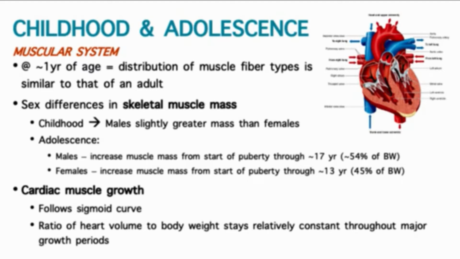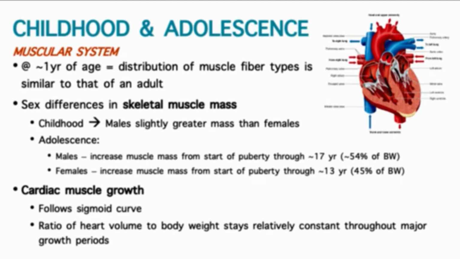Okay. There are sex differences in skeletal muscle mass. So generally in childhood, males have slightly greater muscle mass than females do. In adolescence, this gap increases to where males increase their muscle mass from the start of puberty through about age 17, in which their muscle mass accounts for about 54% of their body weight. For females, we get the same thing where we're increasing muscle mass through about 13, or we're starting to increase muscle mass from puberty through about 13 years of age.